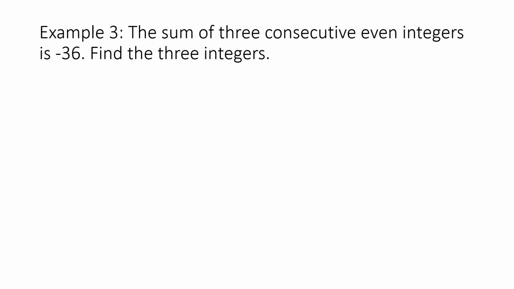Example 3: the sum of three consecutive even integers is negative 36. Find the three integers. This example is different from example 2 because we are doing consecutive even integers. So first, we have to figure out what is an even integer. It is an integer that is divisible by 2. So let's think about our even integers. We have 2, 4, 6, 8, 10, and so forth. That's the type of numbers we want here.